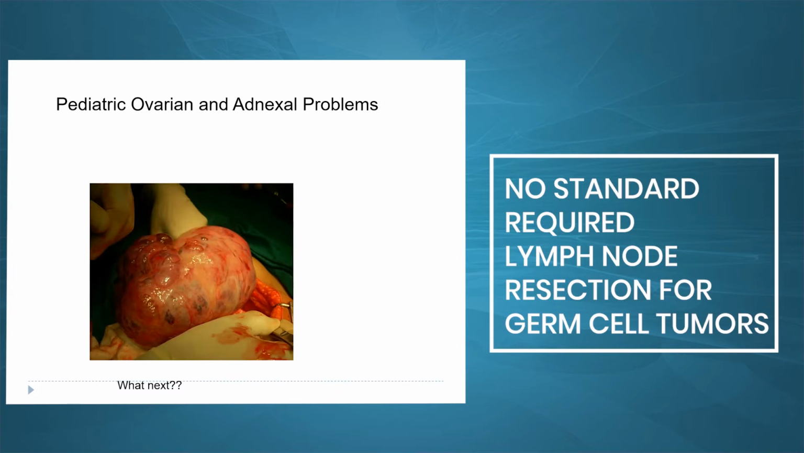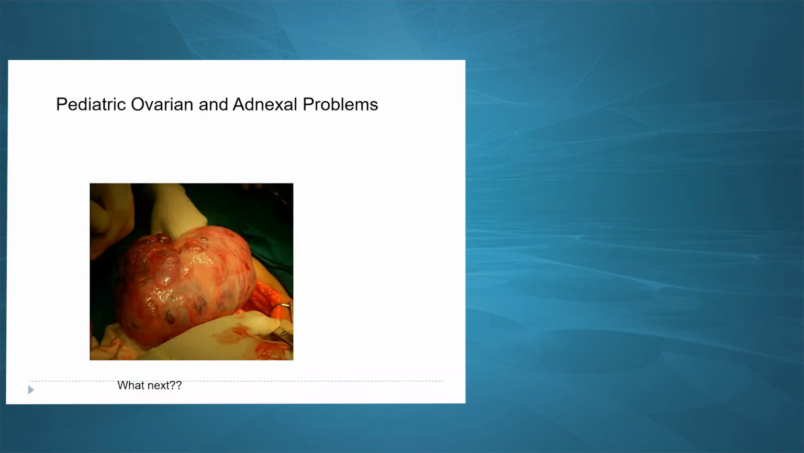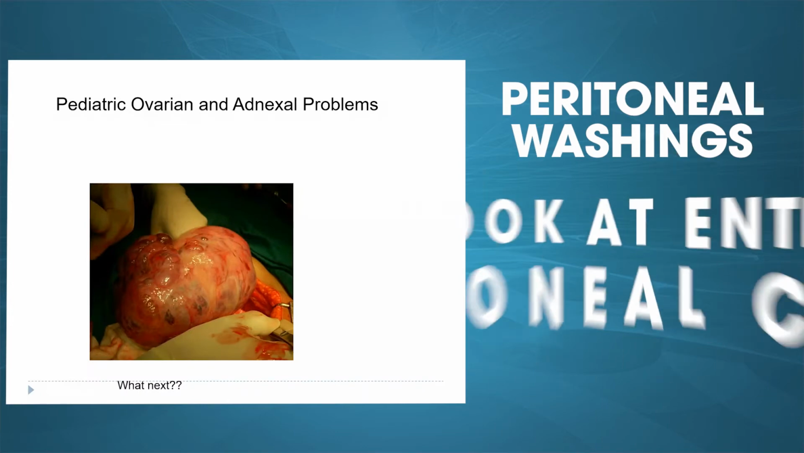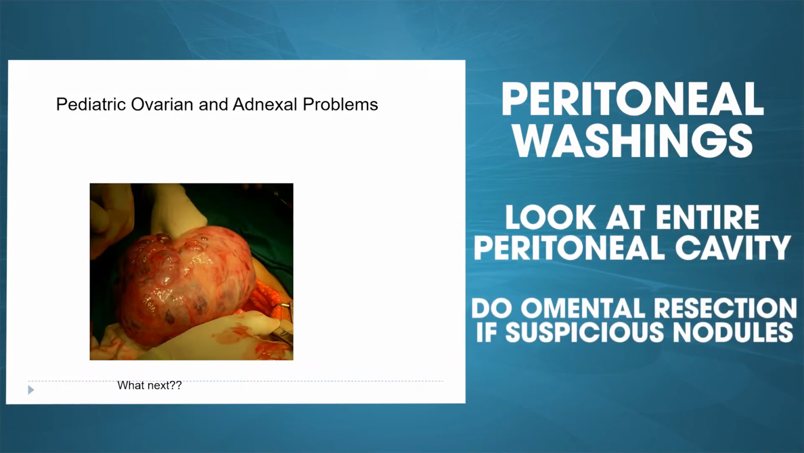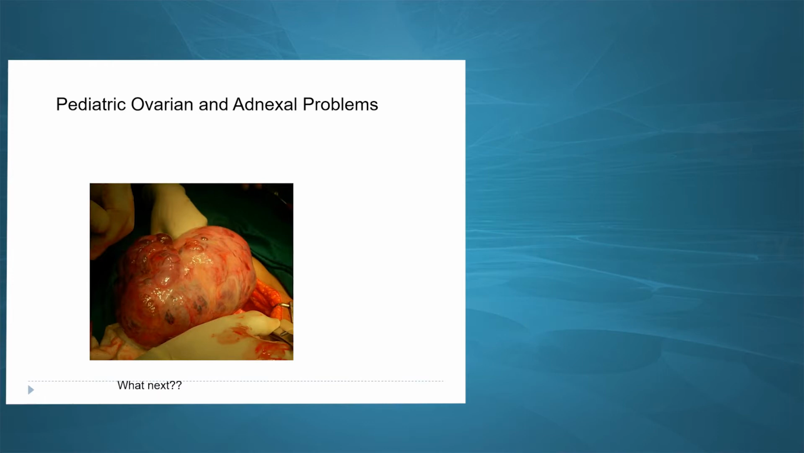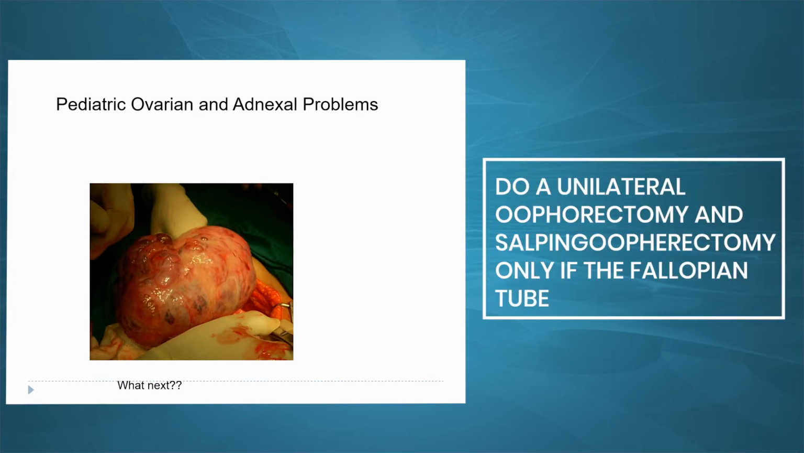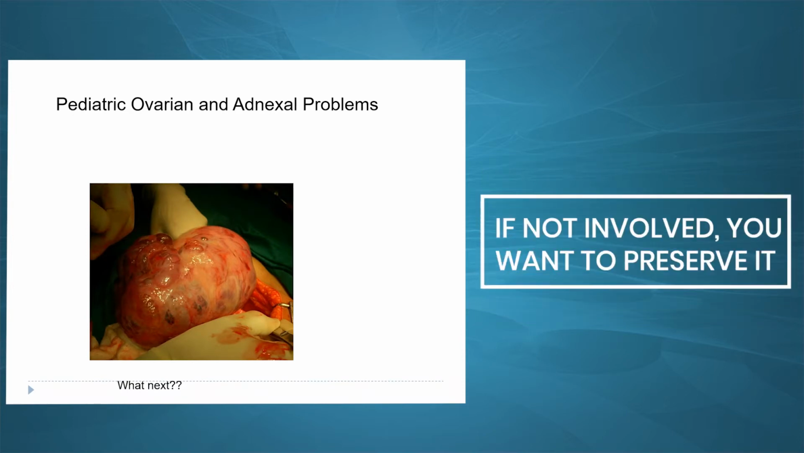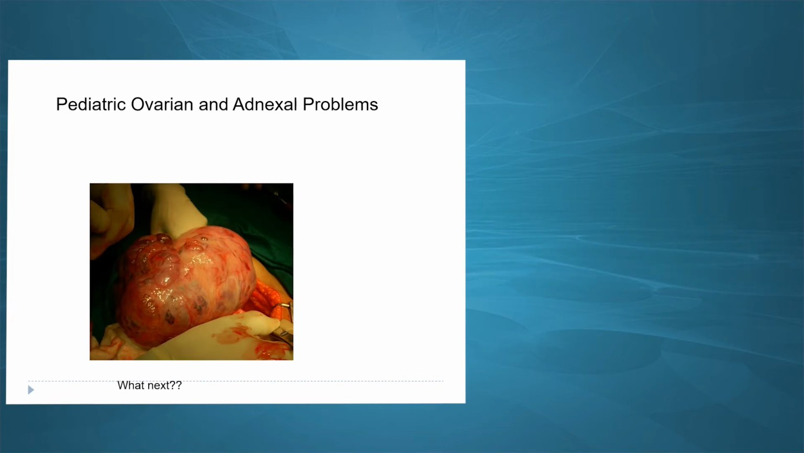So when you stage a germ cell tumor, you are looking to do peritoneal washings. You need to look at the entire peritoneal cavity. You only do an omental resection if there are suspicious nodules. You do a unilateral salpingo-oophorectomy only if the fallopian tube is involved. If it is not involved, you want to preserve it, okay? If it is possible to preserve any portion of the ovary, you should think about that.